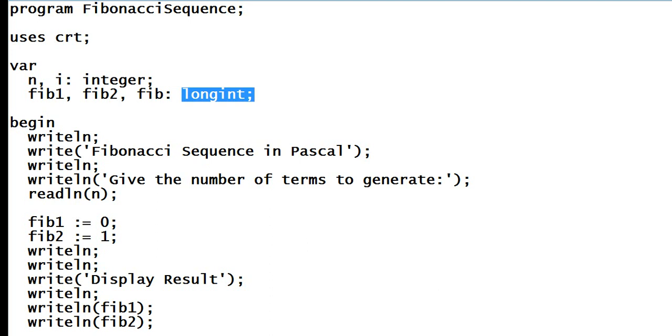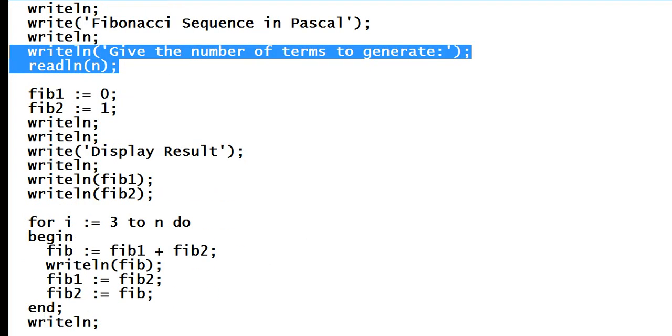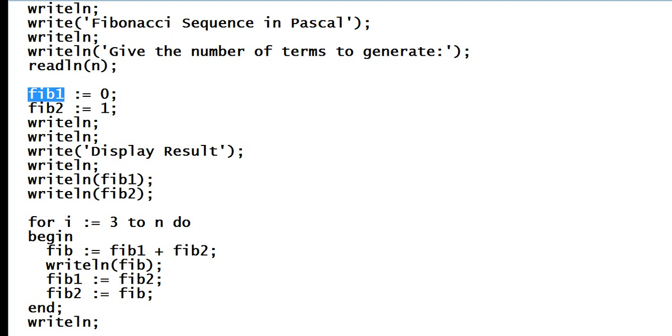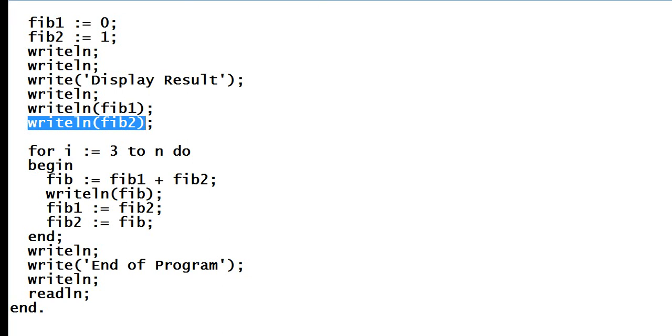Fibonacci sequence in Pascal, writeln, give the number of terms to generate, stored in a variable n, readln(n). And then fib1 we initialize the value to 0, fib2 to 1. Writeln to display the result: display fib1, that is 0, fib2, that is 1. And then using a for loop statement we have here for i := 3 to n, whatever the number is, begin.